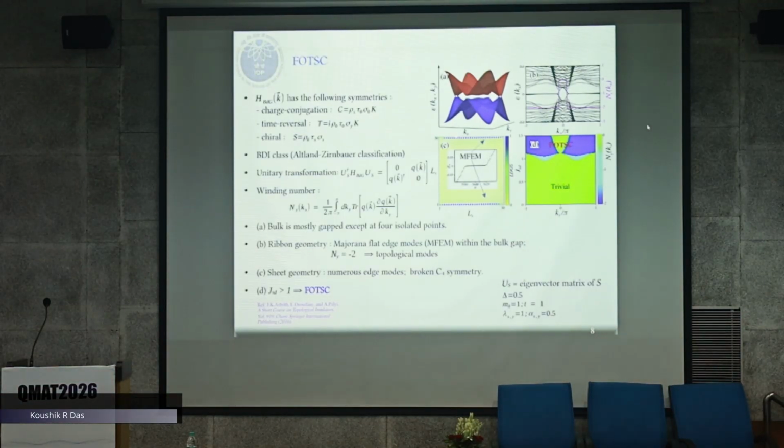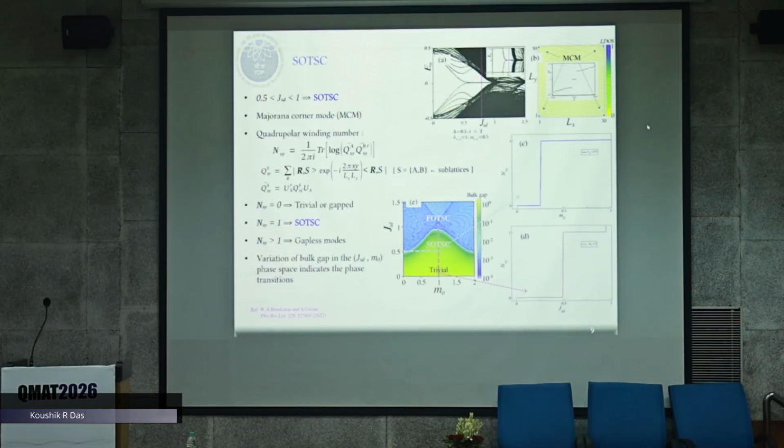Here, due to the broken C4 symmetry, it only occurs along a single direction. And if we plot the JSD as a value of kxy for the winding number, we can see here that for JSD greater than 1, the system becomes topological, as you can see from panel D. For the second order, it is obtained in the regime with JSD between 0.5 and 1, as we can see from panel A here.